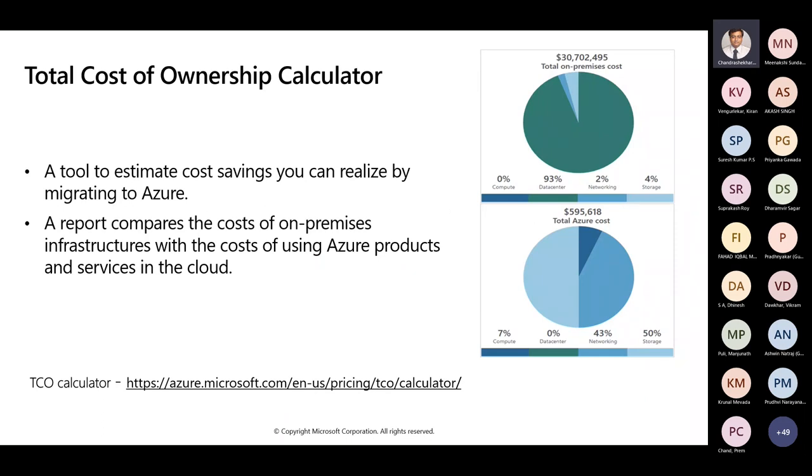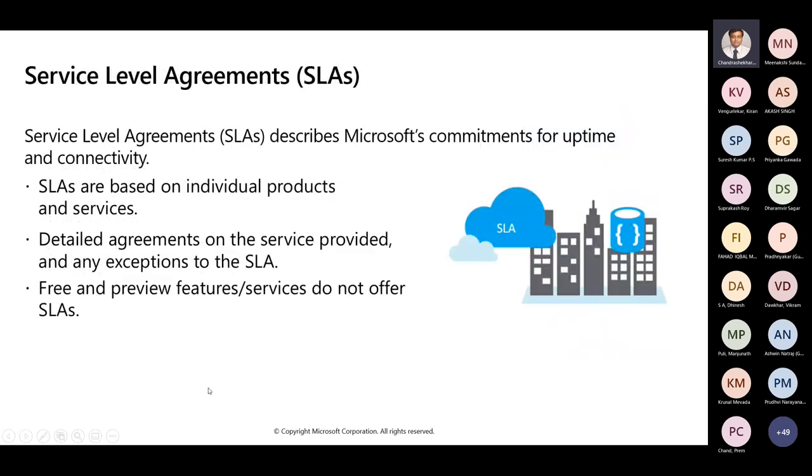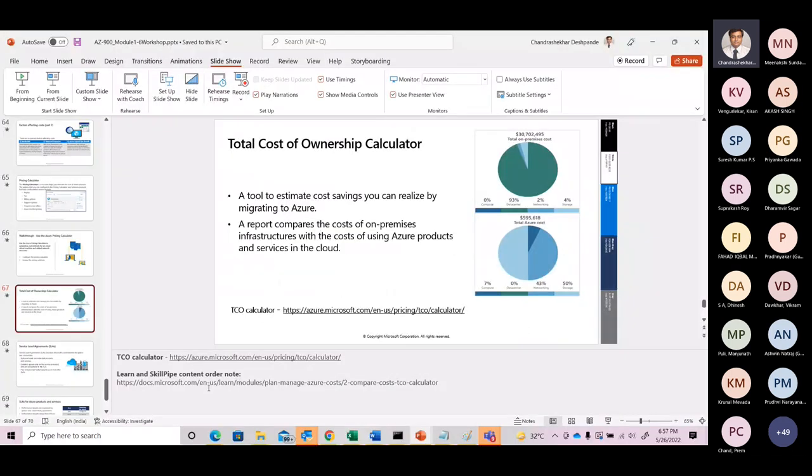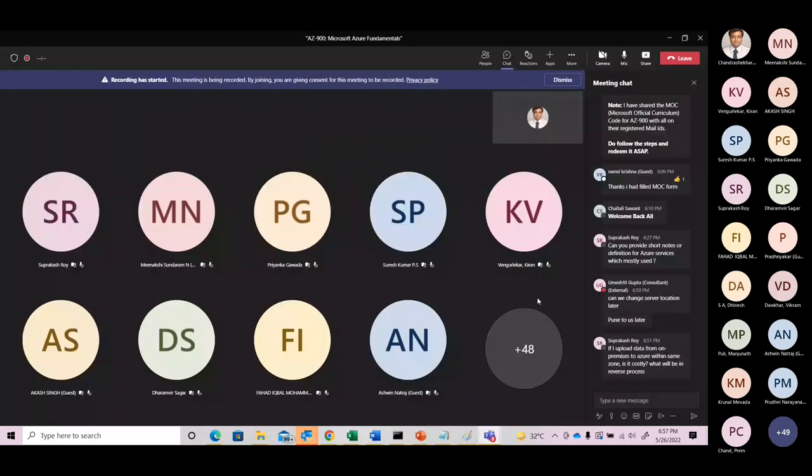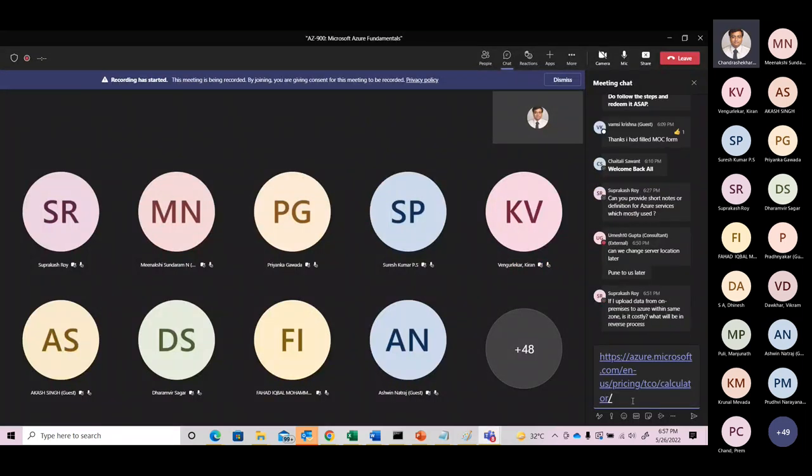Then there is the total cost of ownership calculator. There you can compare your on-premise expenditure with expenditure on the cloud, in which area you can save cost, and how it is beneficial to you if you migrate your workload to the cloud. So that URL also you can check. I am sharing that URL with you.